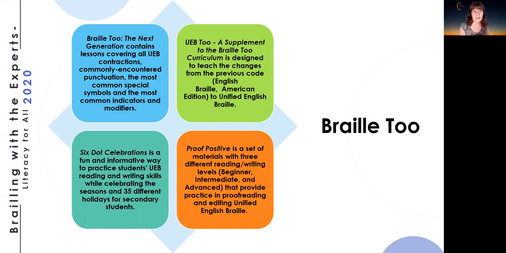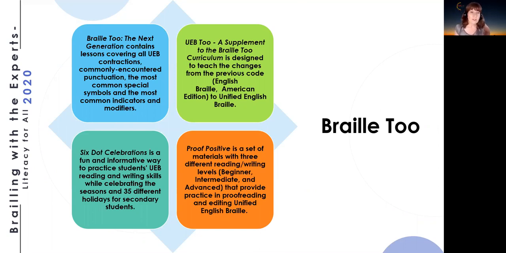Braille 2, the next generation, really focuses on lessons for UEB and those contractions. It includes punctuation and most of the common special symbols and modifiers. Then there's another one that you can get, UEB 2, which is a supplement to the Braille 2 curricula, and that is designed to teach the changes from the previous code.